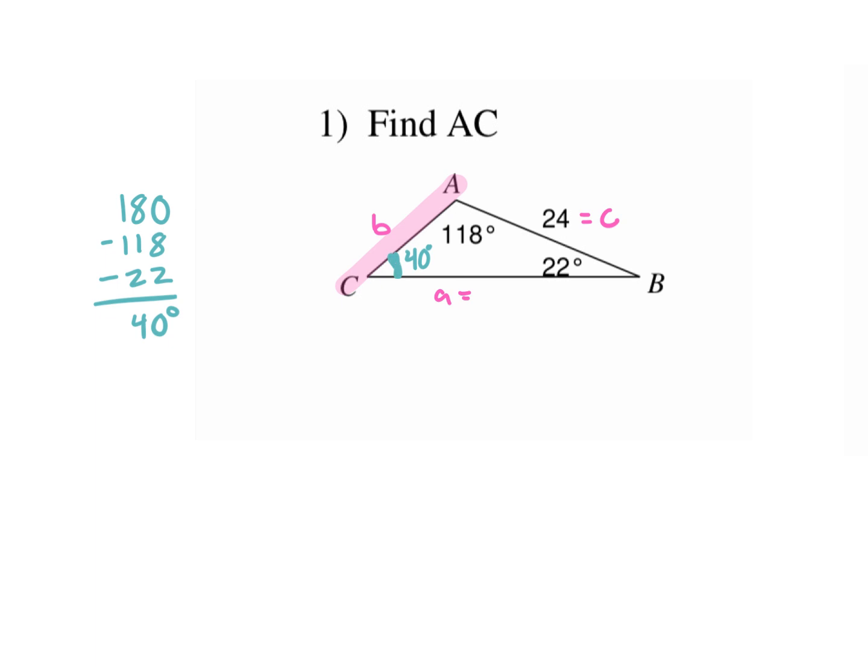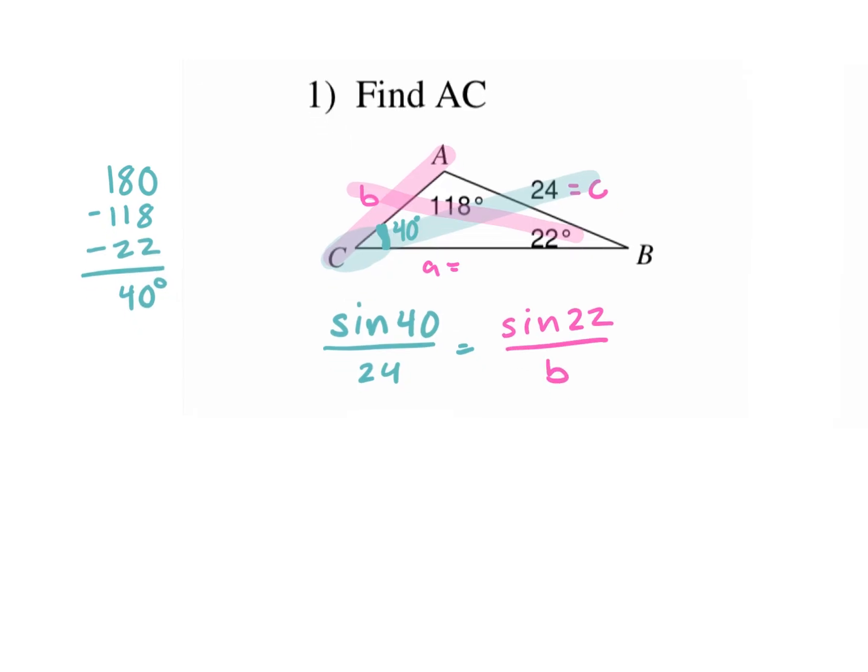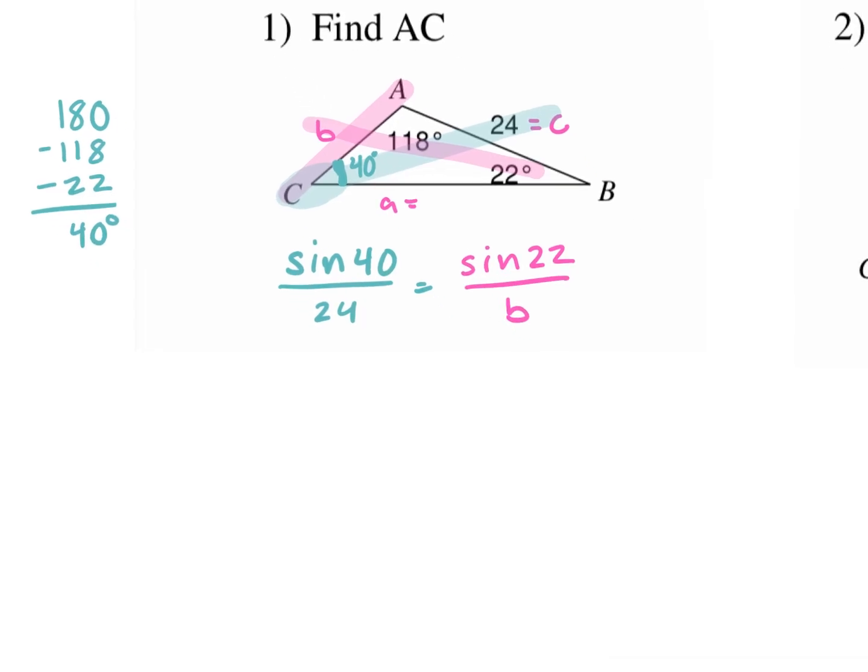So now do we have a pair? Do we have an opposite side and opposite angle? What do we have? Awesome, we've got side C and angle C. We've got our pair here. So I can say sine of 40 over 24 is equal to, since we're trying to solve for side B, I'm going to set it equal to sine of 22 over B, because it's always sine of the angle. Any questions on how we set this up?